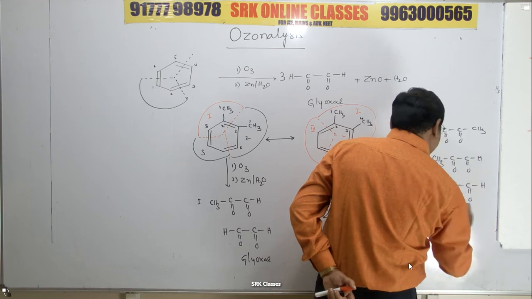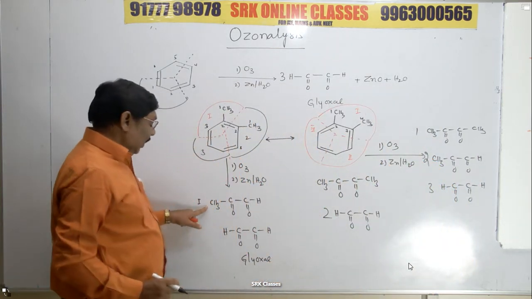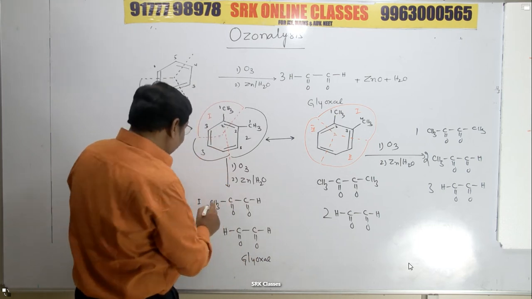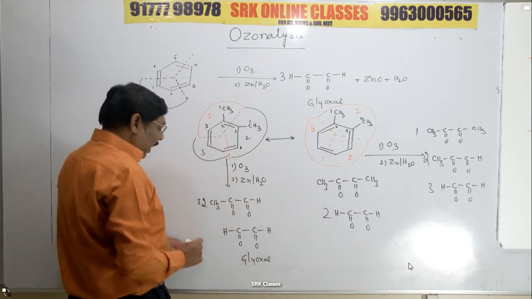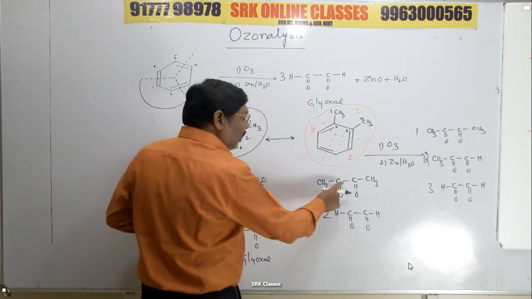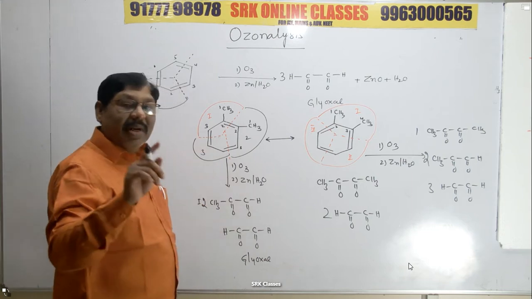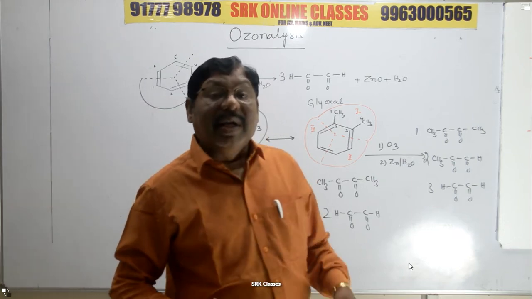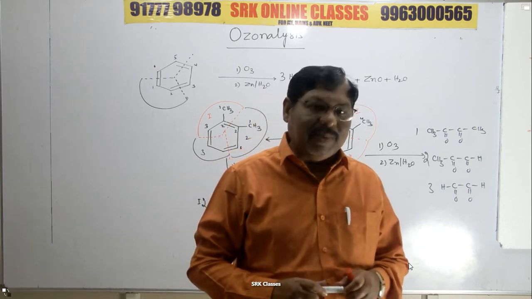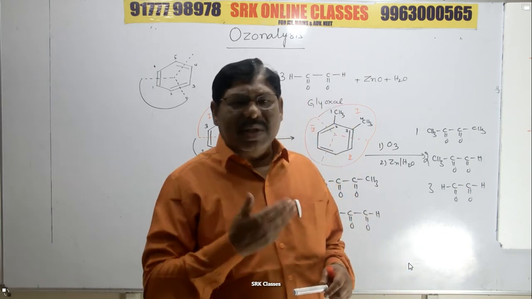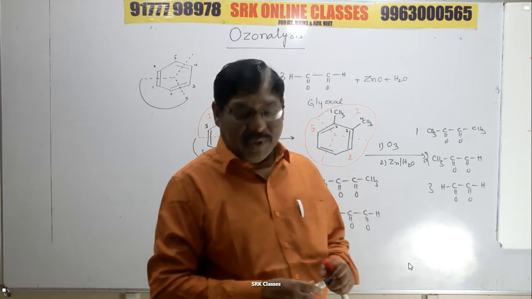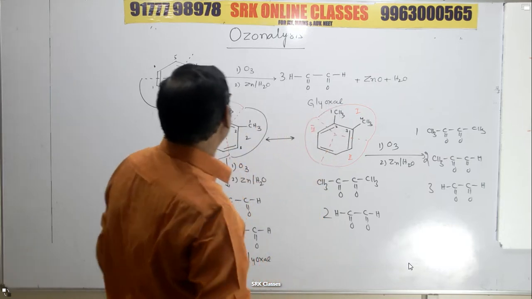Now look carefully. Here, how many methyl glyoxals are formed? 2 methyl glyoxals are formed, and 1 glyoxal here, 2 glyoxal there. Total 3. This is 2, this is 1. Therefore, ozonolysis is used to find out the resonance structures of orthoxylene. That is one of the important applications. Similarly, ozonolysis is used to find out the structures of unknown compounds. We'll work out another example.